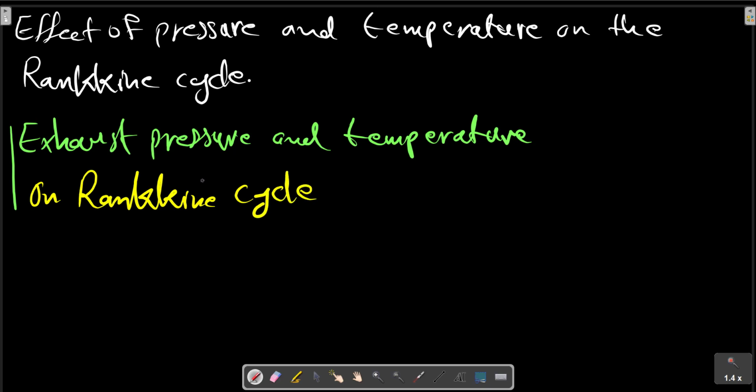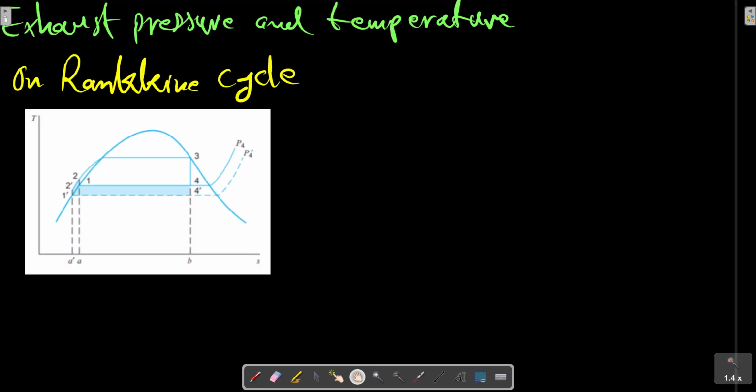Let us first consider the effect of exhaust pressure and temperature on the Rankine cycle. Exhaust pressure, for example P4. This point drops to P4 prime, with the corresponding decrease in temperature at which heat is rejected in the Rankine cycle.